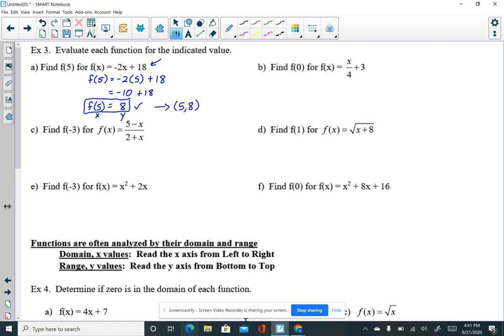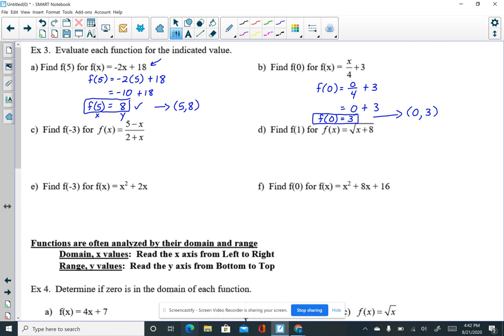All right, we'll do one more together. In letter B here, it says find f of 0 for this given function. So everywhere we see an x, we'll plug in 0. So you have 0 divided by 4 plus 3. 0 divided by any number is equal to 0. And then 0 plus 3, of course, is 3. So here we can say f of 0 equals 3. And that would be our final answer. And if you were thinking, what's the ordered pair representative on this graph? That would be (0, 3).